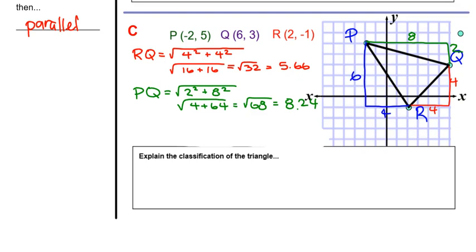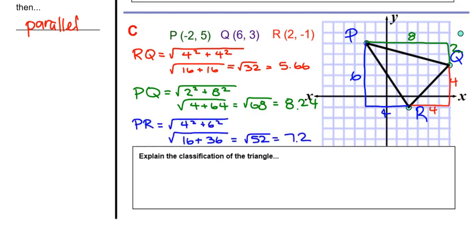And then the last segment that I did was the PR segment. The X distance going across, the X distance right here was 4. And my Y distance was 6. So when I put that onto my formula to do PR, I got 4 squared plus 6 squared. Gives me 16 and 36 when I square those numbers. Square root of 52 equals 7.2. Then I noticed that all 3 of those numbers are different. 5.66, 8.24, 7.2. That makes this triangle a scalene triangle.